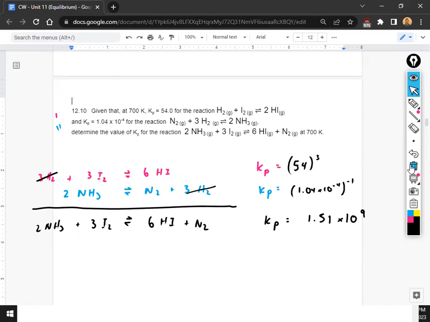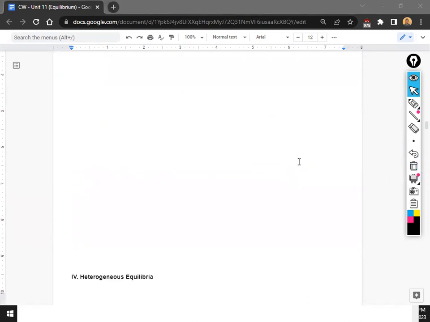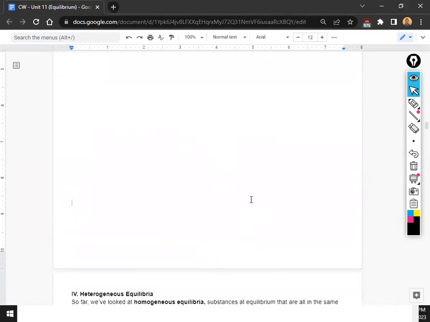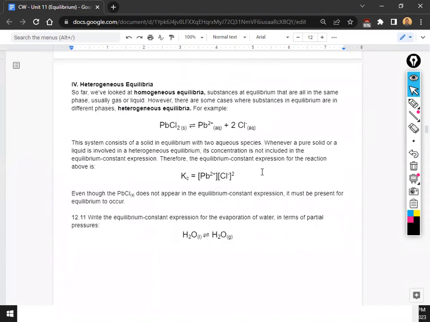My fault. Okay, I think we have time to do the next section. It's a little bit shorter than the previous one, so let's get into it. Okay, so sometimes you will have a heterogeneous mixture. Now, if you guys remember from way back in the day, we talked about homogeneous and heterogeneous.